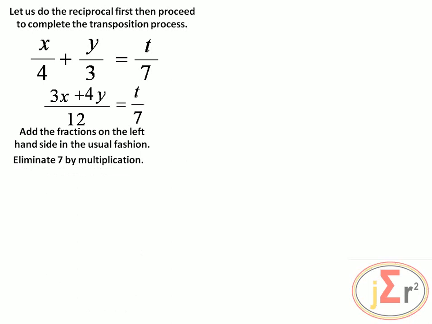Eliminate 7 by multiplication. So since we have just done our reciprocal, as a matter of fact we did that a few steps ago, and now we have the sum of the fractions. Now we may do the reciprocal. That is what we are doing.